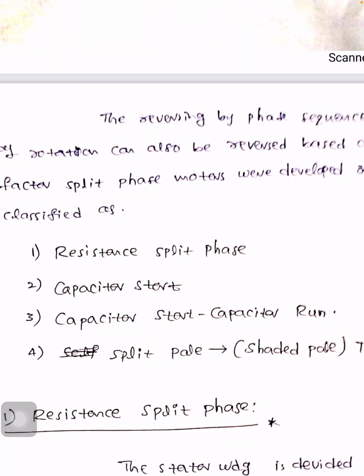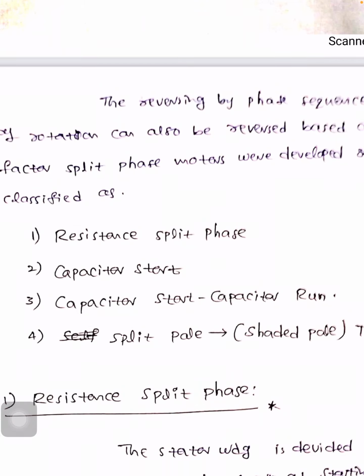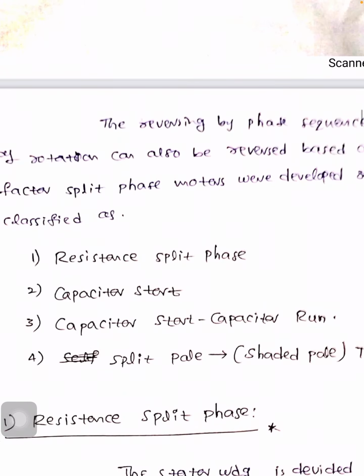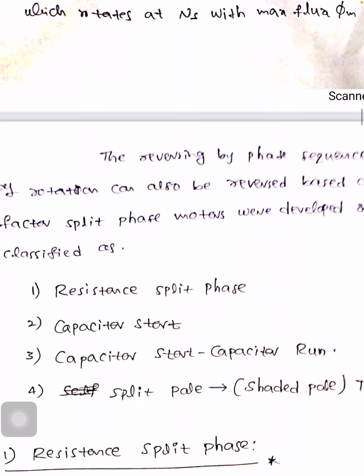So based on the construction of the stator part only, here are the four types of single phase induction motors, right? Now we are going to brief what the differences between these four are. In the resistance split phase induction motor, the stator part is split into two parts. The rotor part is always the same, right?